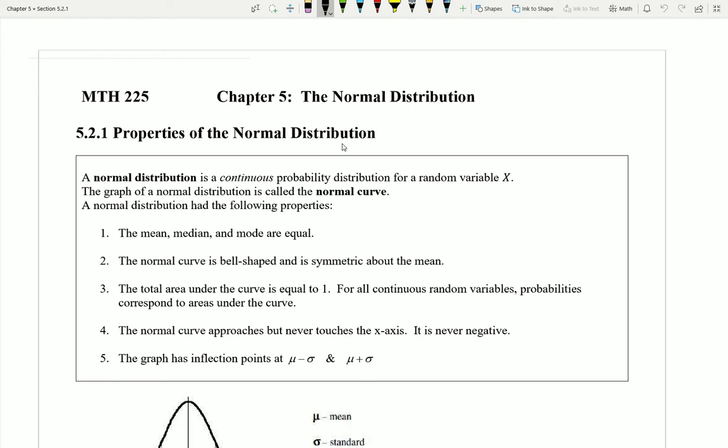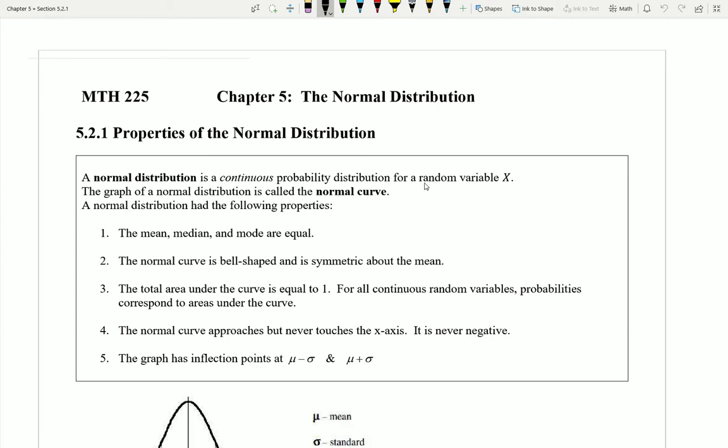In Chapter 5, we're going to be talking about continuous distributions. And the most important continuous distribution that we will talk about is what we call the normal distribution. We will use this distribution very frequently throughout all of the remaining sections and chapters that we cover in this class.